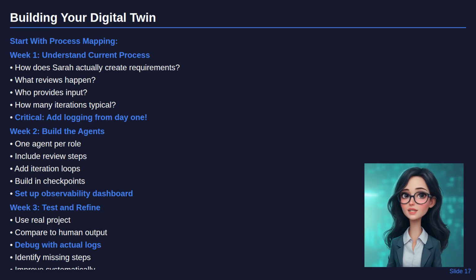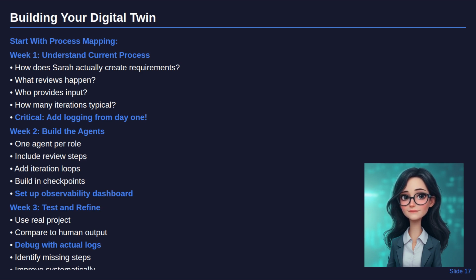So how do you build your own digital twin? Start with process mapping in Week 1. How does Sarah actually create requirements? Not the idealized process in your documentation, but what really happens. What reviews occur? Who provides input? How many iterations are typical? Document all of this, including the parts that seem inefficient. And critically, add logging from day 1, not as an afterthought, but as a core component.